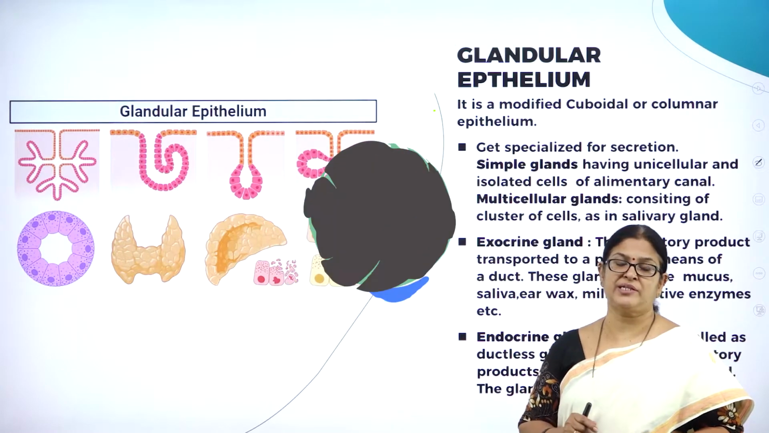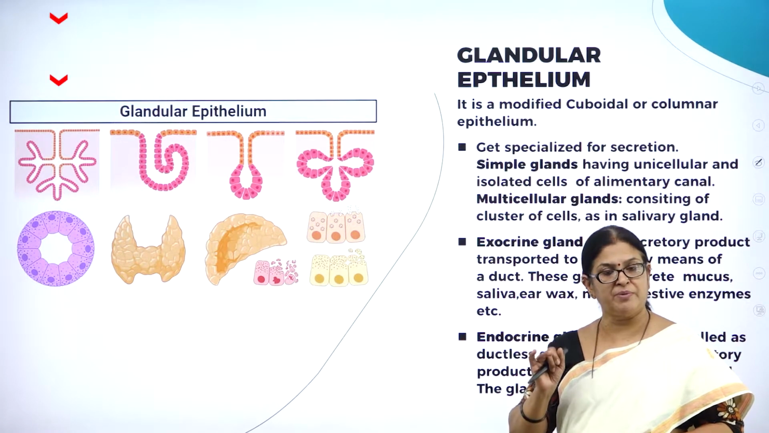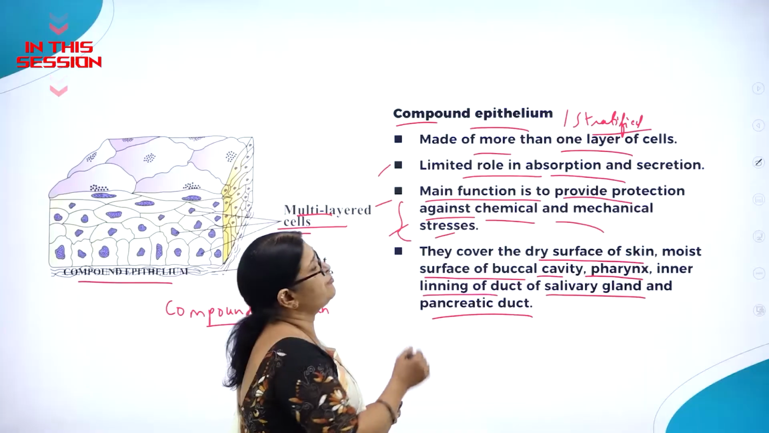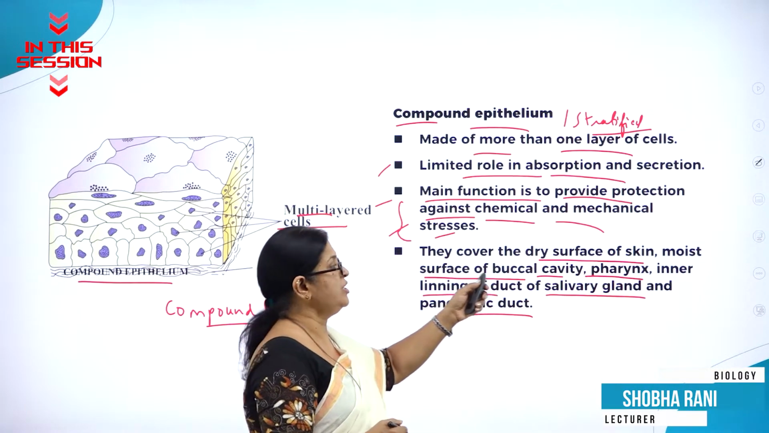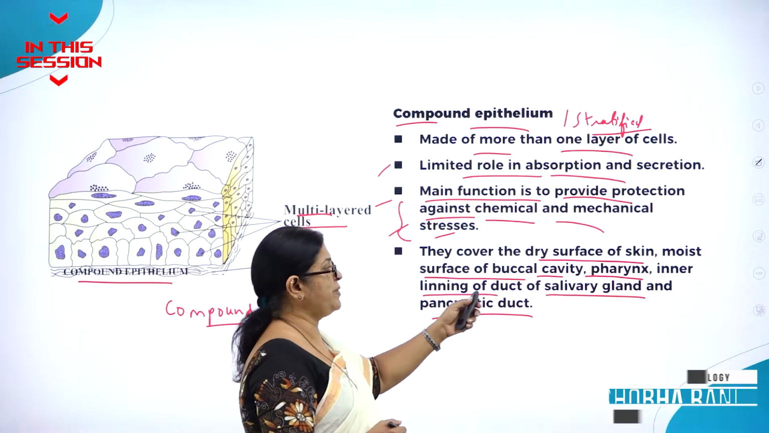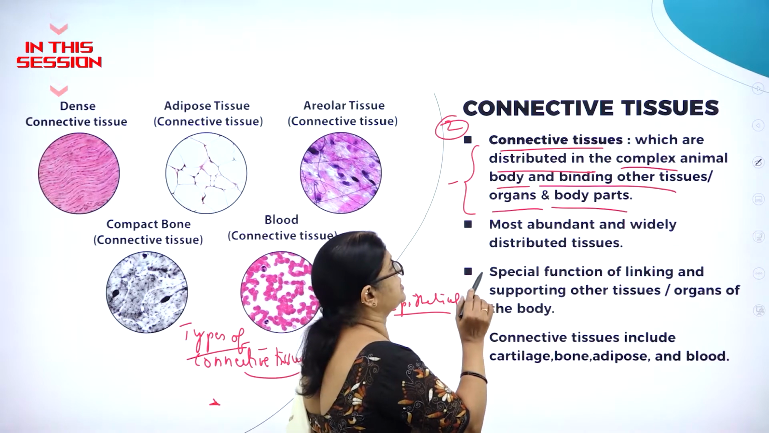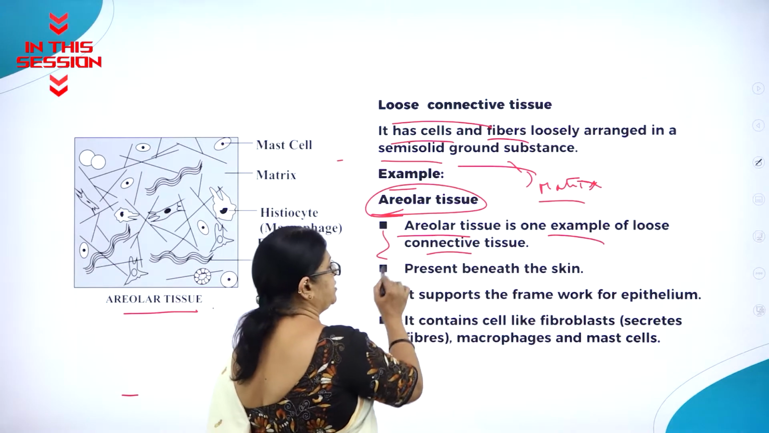There are four basic types of animal tissues, namely the epithelial tissue, the muscular tissue, the connective tissue, and the neural tissue. Where do you find this compound epithelium? They cover the dry surface of skin, moist surface of buccal cavity, pharynx, that is the food pipe, connective tissues which are distributed in the complex animal body, and binding tissue. So areolar tissue is one example for loose connective tissue.